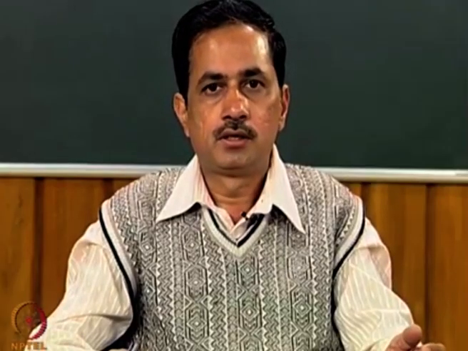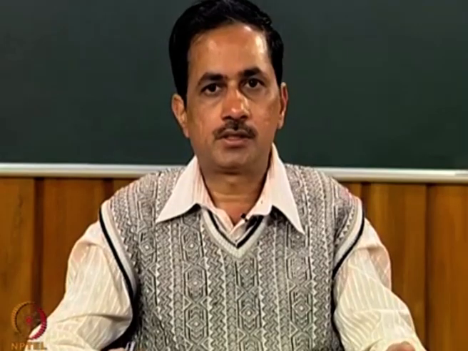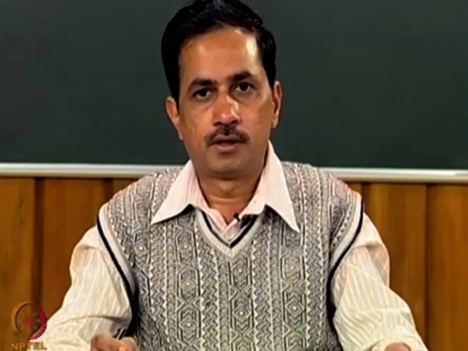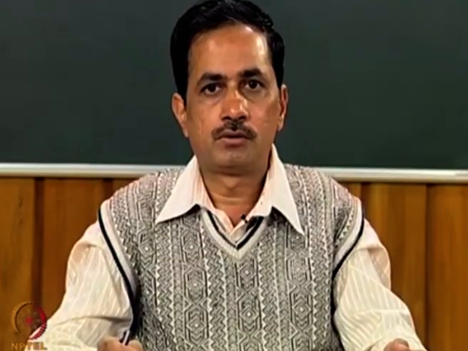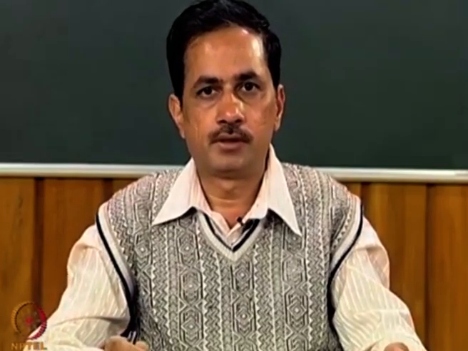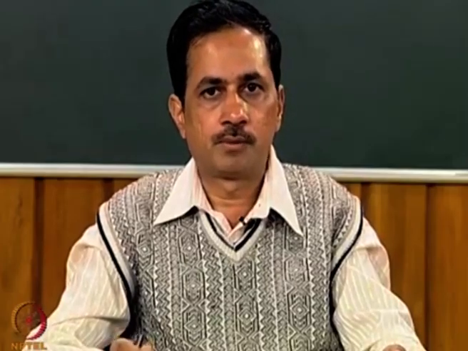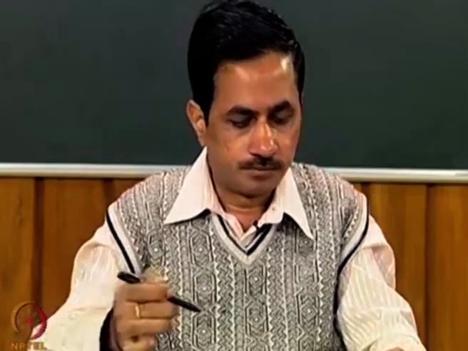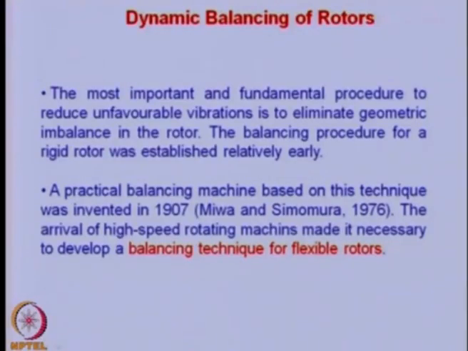Now, we will see how people in industry were balancing the rotor, and how the very sophisticated method of balancing such rotors based on vibration took place in history. The most important and fundamental procedure to reduce unfavorable vibration is to eliminate geometric imbalance in the rotor. The balancing procedure for the rigid rotor was established relatively early. A practical balancing machine based on this technique was invented in 1907.